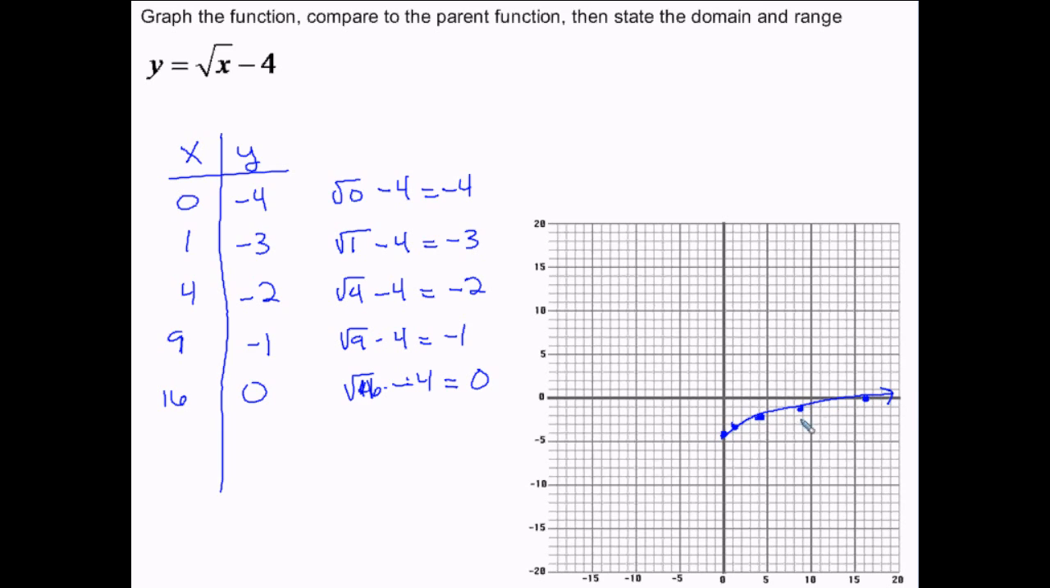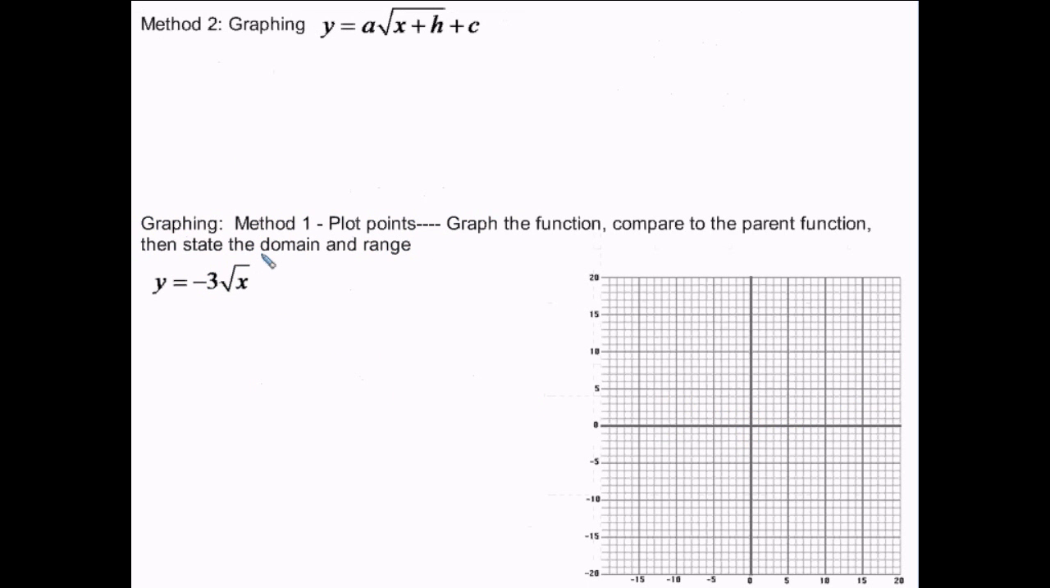Same shape as the parent function, but we moved down 4 spaces. So my domain is still going to stay greater than or equal to 0. And my range has changed to greater than or equal to negative 4, because negative 4 is my smallest y value. So I'm going to pause the video while I do that.